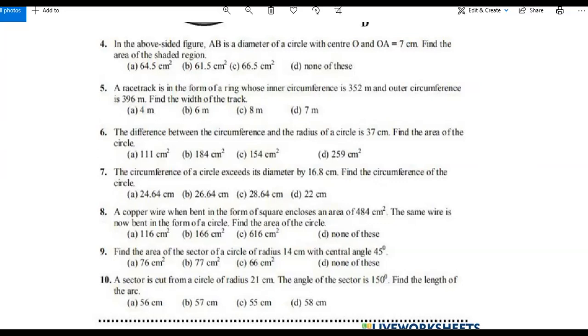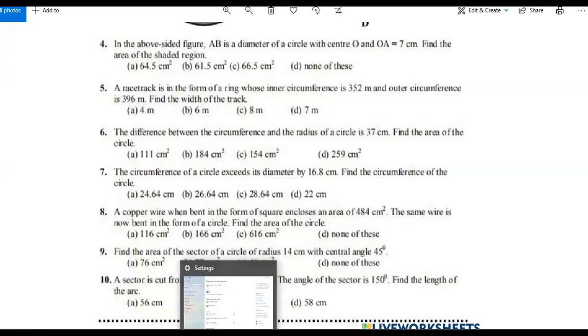Do question number 9. Find the area of the sector of a circle of radius 14 centimeter with central angle 45. You know the formula of the area of the sector is theta upon 360 pi r square. So please solve this one.